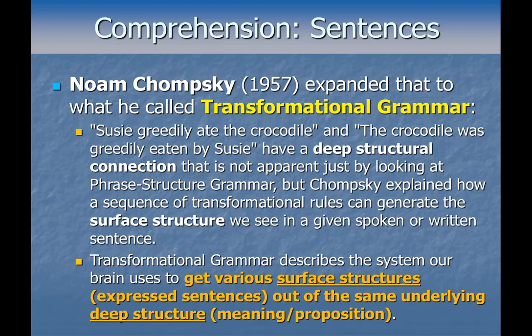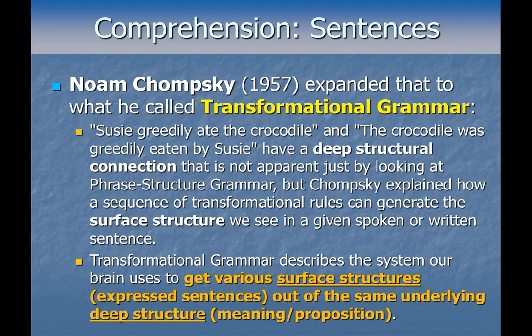So Chomsky made linguistics cognitive because he was interested in the deeper underlying meaning, how the brain makes sense of these propositions about the world, and then uses rules in order to create different structures out of that, or interpret different structures that might have that same deeper underlying meaning.